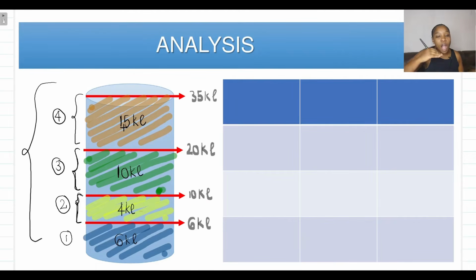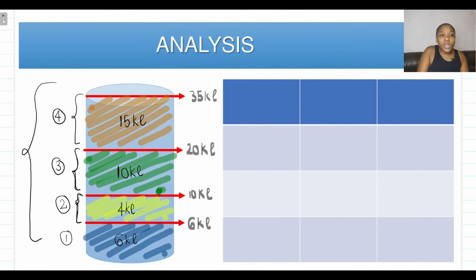It's just how much water was added in that region, how much water was added in the third region, how much water was added in the second region, and how much water was added in the first region. So that is basically what is going on here, right?